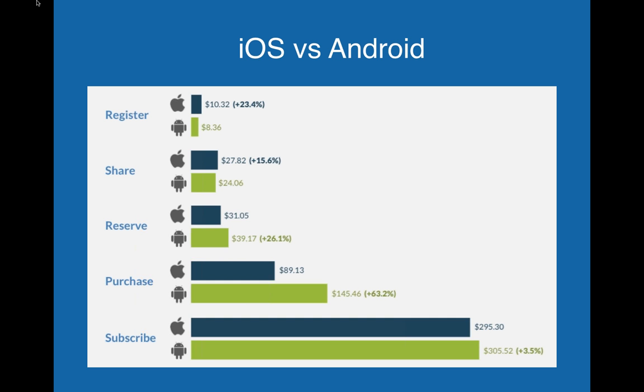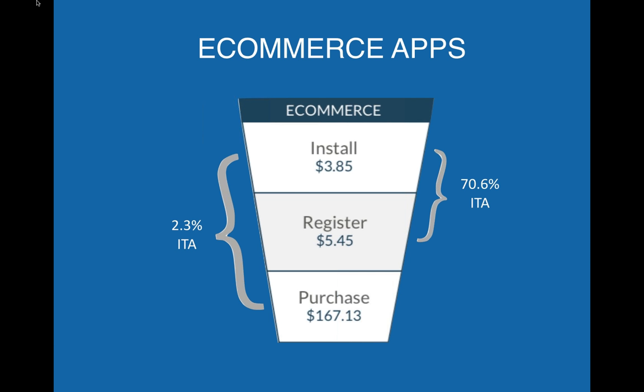Cool. Okay. Well, let's dig into some of the app category data. All right. Let's start with e-commerce. So, again, interesting data. The cost to acquire a user who makes a first purchase, $167. ITA, the install to action, from install to purchase, 2.3%. So, for marketers who have an e-commerce app, how should they evaluate this data?